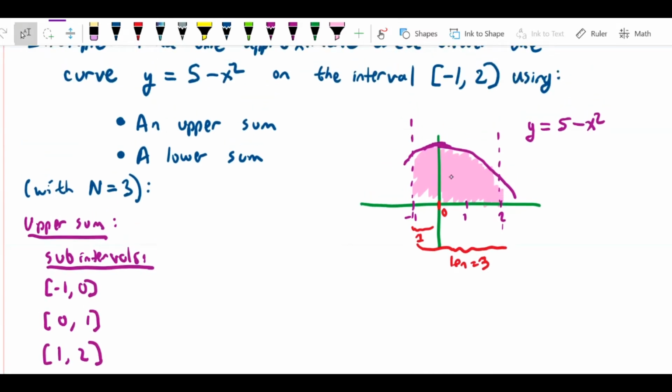So we can see that the highest point in the subinterval negative 1 to 0 is that dot. In other words, right over x equals 0. Just based on what we know about the graph of y equals 5 minus x squared, it has a vertex at x equals 0. That's where its max is. So we know that the highest point in the first subinterval is at x equals 0.